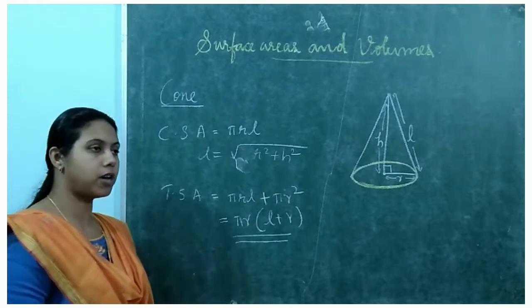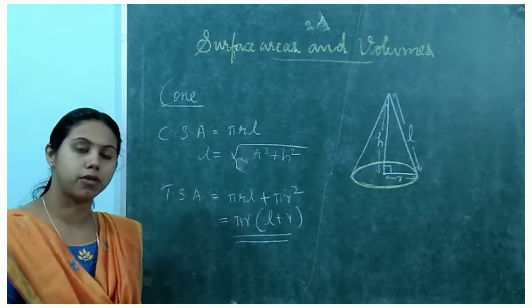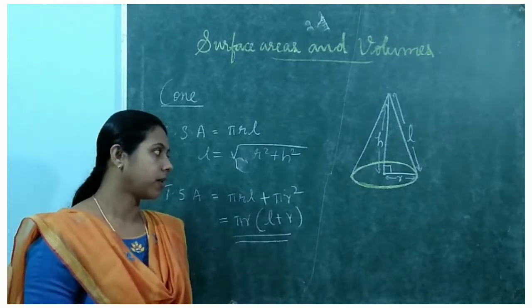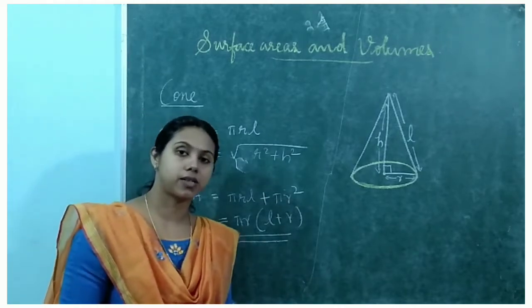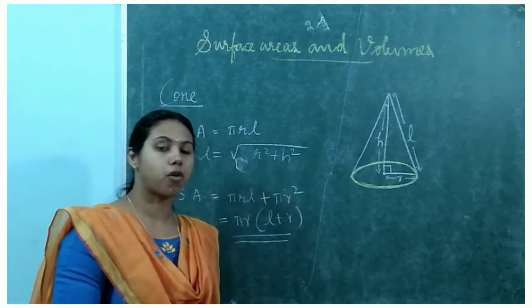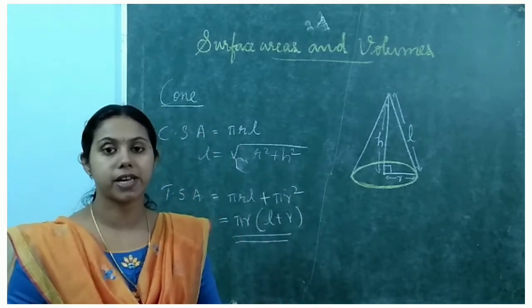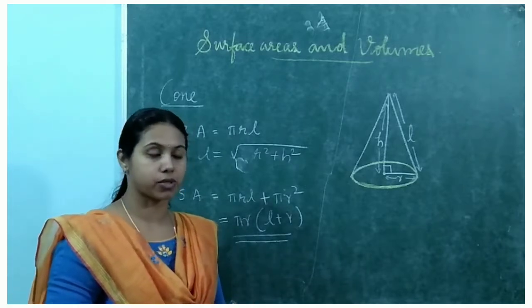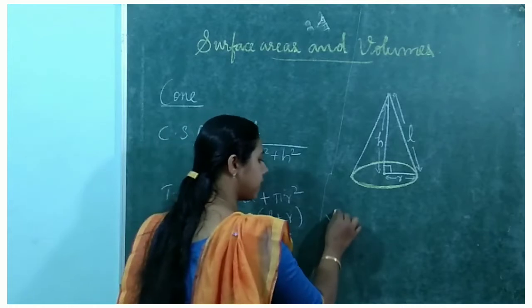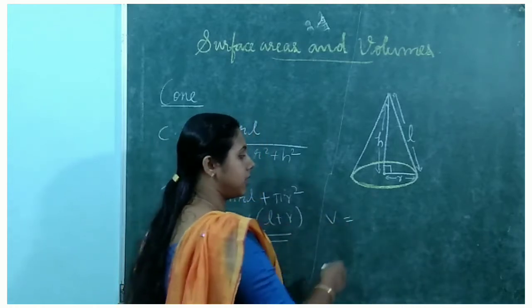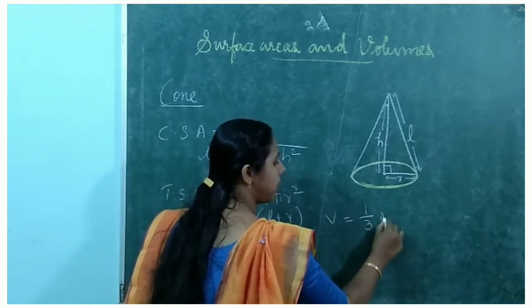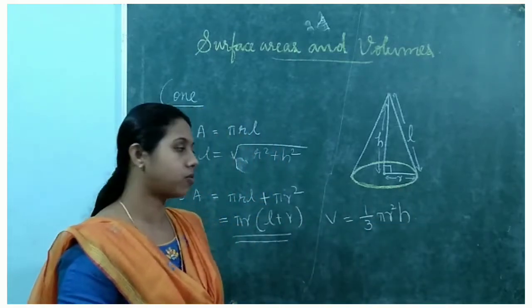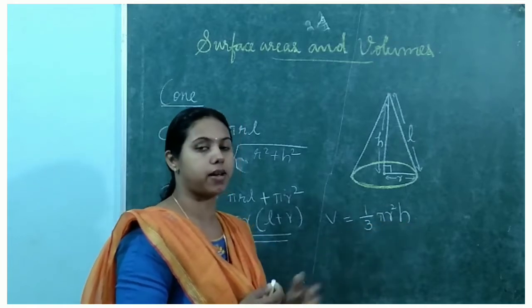Then what will be the volume of cone? Last year we studied the volume of cone. We know we've done one experiment last year. We know that volume of cone is 1/3 of the volume of cylinder. So we know the volume of cylinder, that is pi r square h. So volume of cone is equal to 1/3 of that volume of cylinder, that is 1/3 pi r square h. Volume of cone is equal to 1/3 pi r square h.